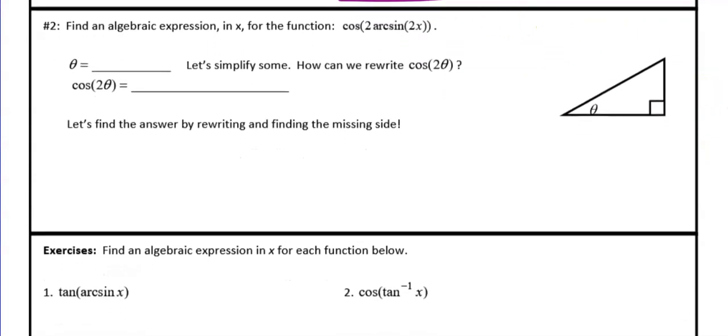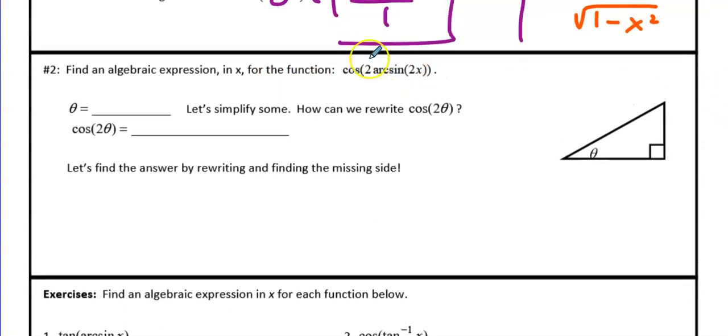Question number 2. We're going to do the same thing with what we just did in example number 1. Notice for this one it says cosine of 2 and then the arc trig function. In these questions, usually theta is going to be the arc trig function. So I'm going to rewrite this as cosine of 2 theta, because I can use a double angle for this. Theta in this case is going to be the arcsine of 2x.